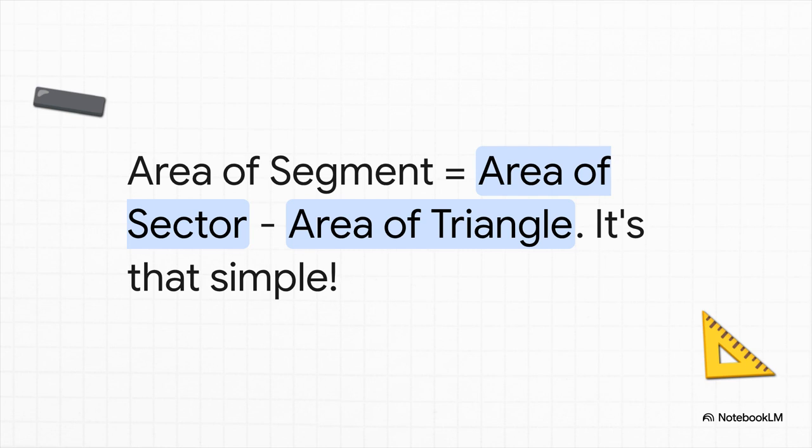Well, the formula is so logical you'll laugh. You just take the area of the whole slice, the sector, and you subtract the area of the triangle part that you ate. That's it. Area of segment equals area of sector minus the area of the triangle.